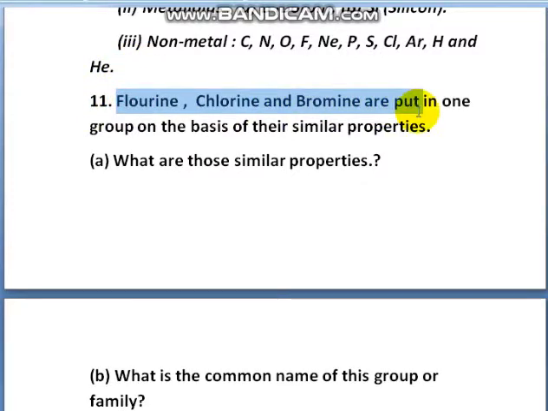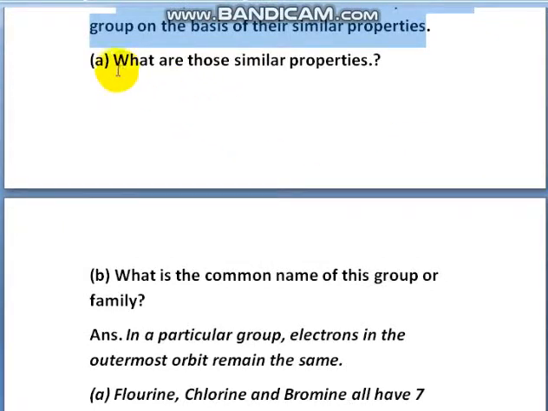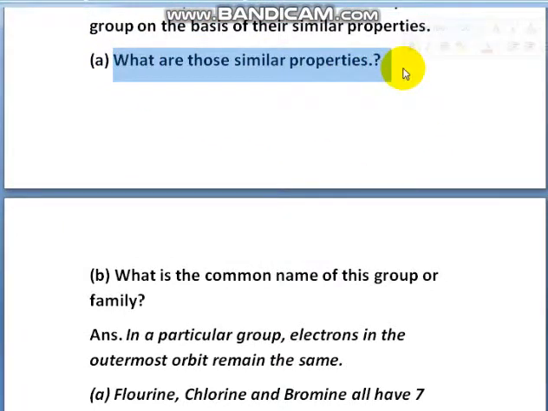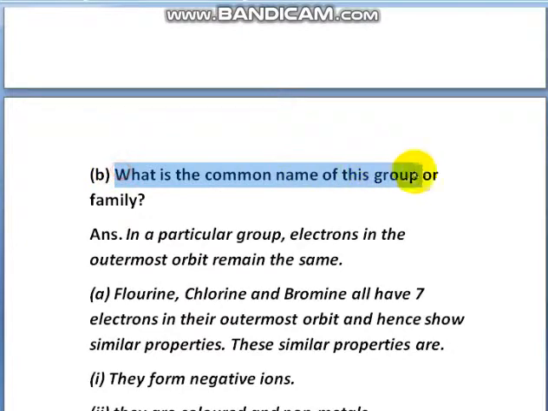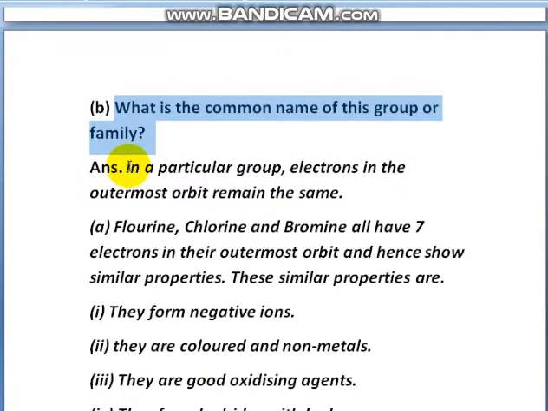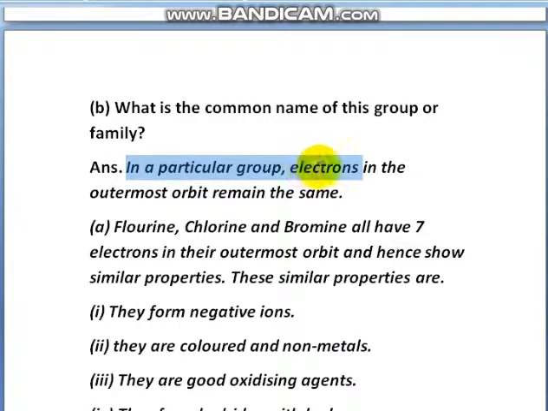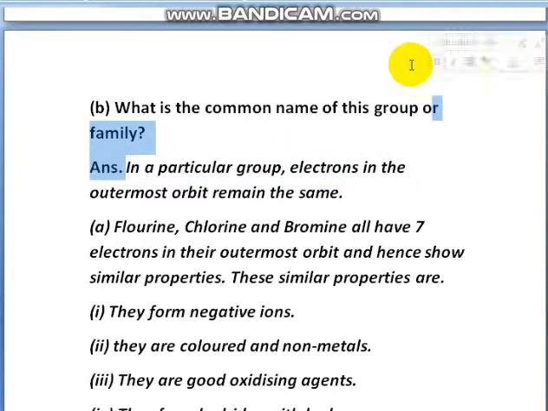Fluorine, chlorine, bromine are put in one group on the basis of their similar properties. So what are those similar properties, and what is the common name of this group or family? So what will be the answer? In a particular group, electrons in the outermost orbit remain the same.